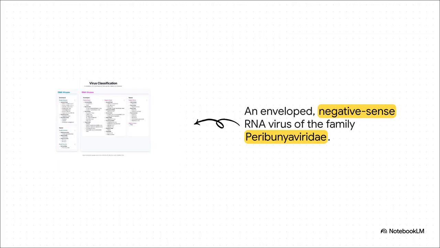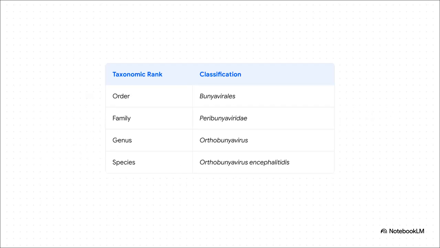And here's our first piece of solid intel. This chart places it right where it belongs. It's an enveloped, negative-sense RNA virus, part of the Bunyaviridae family. And look, that's not just trivia for an exam. That classification tells us a ton about its structure, how it replicates, and where we should be aiming our diagnostic tools. And here's the full family tree.